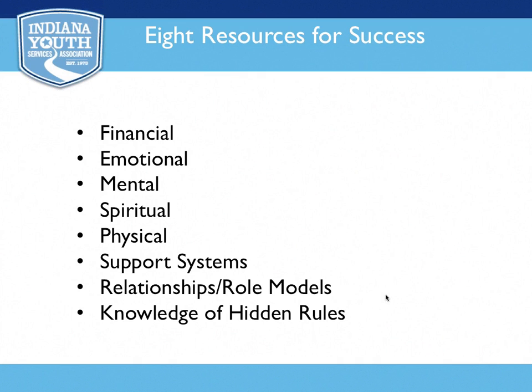And so in her book, she identifies 8 resources that are necessary in order for a person to live independently and successfully. And so those include financial resources, emotional resources, mental, spiritual, and physical resources. Spiritual being believing in divine purpose, physical having health, being able to be mobile, get around, those types of things.